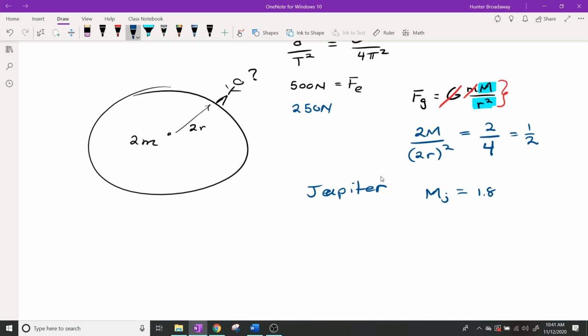1.89. How about 1.9 then? 1.9 times 10 to the 27th kilograms. Okay. And then what's the radius? I'll call that RJ. What's the radius of Jupiter?